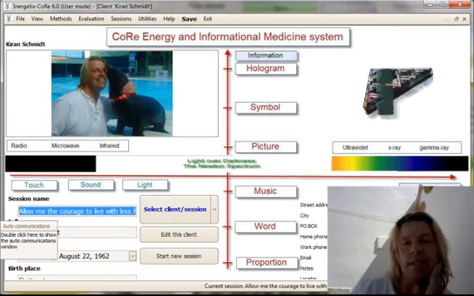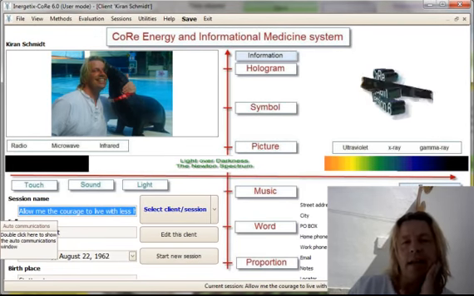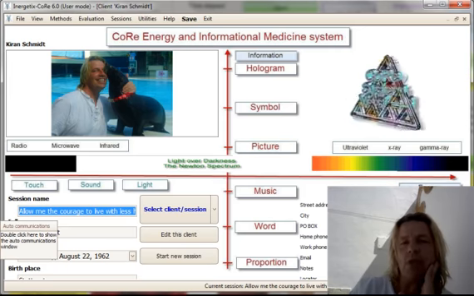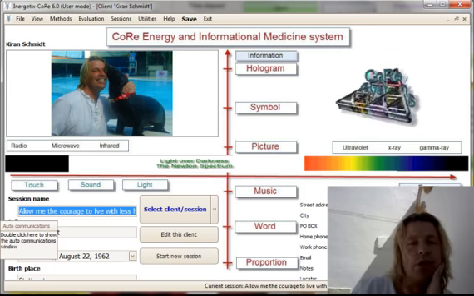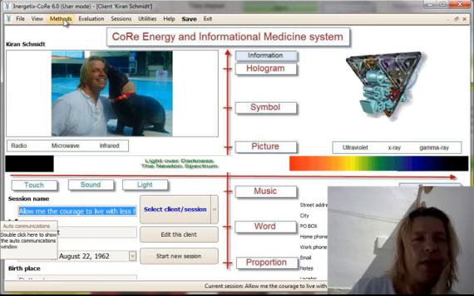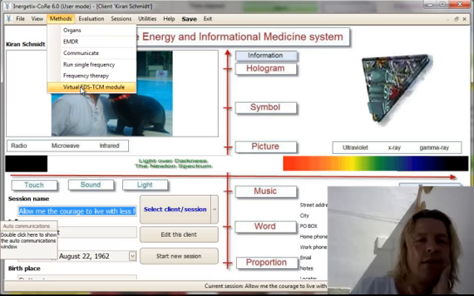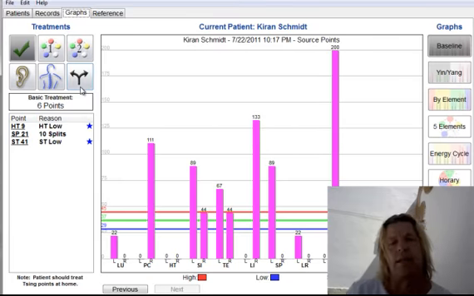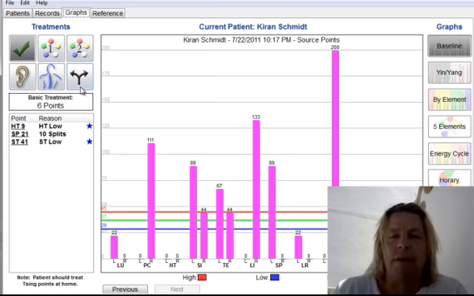So hello friends, this is a video of our new virtual electrodermal screening in TCM module, and you start this just by going to Methods and then virtual EDS, and then you get a graph like this.